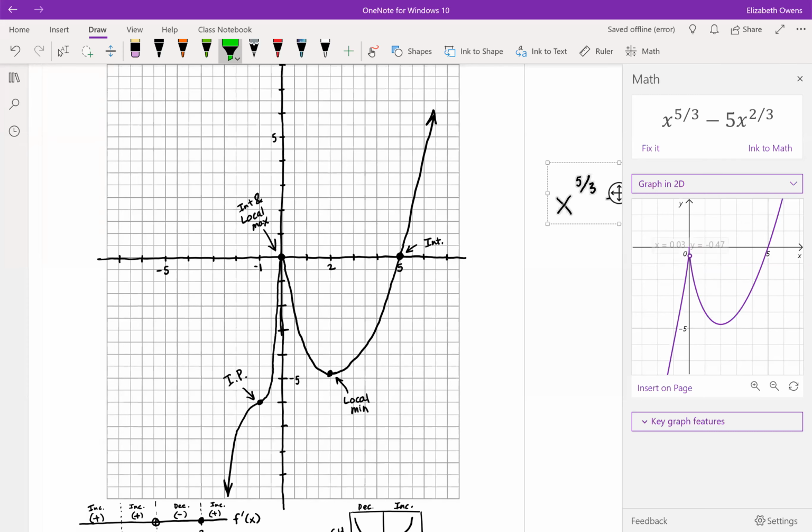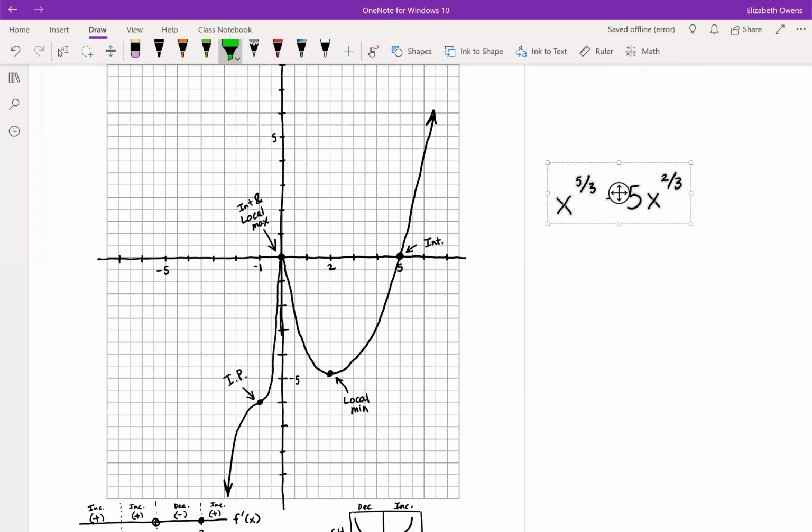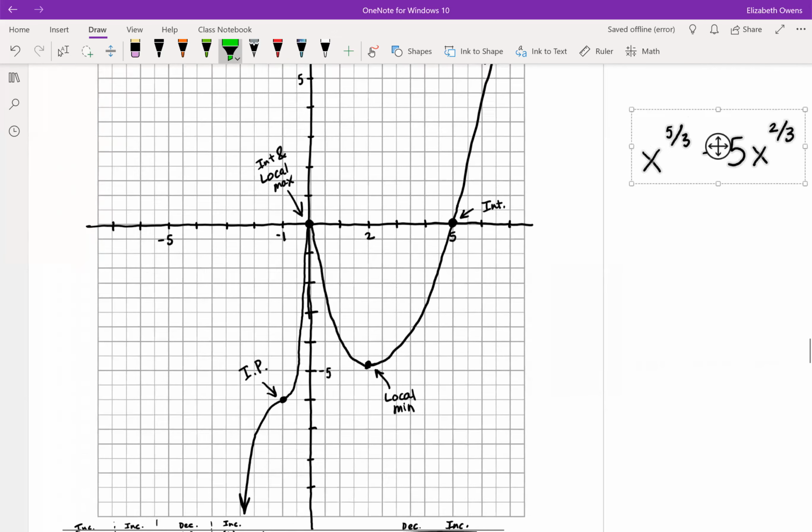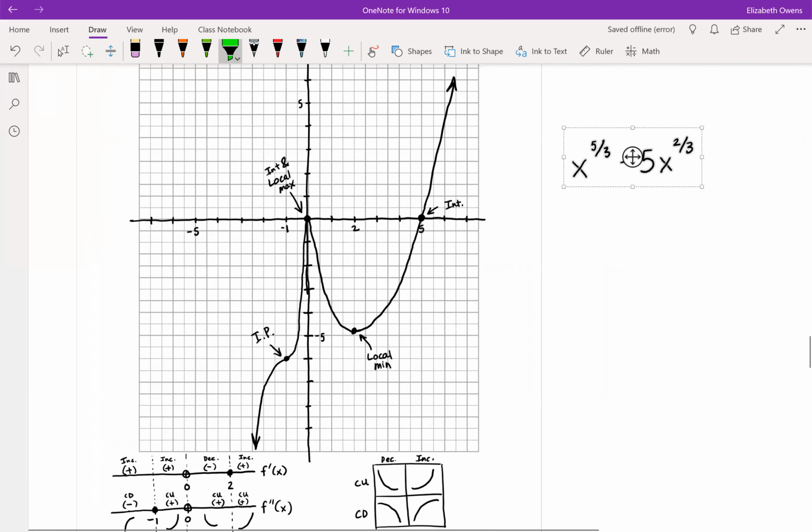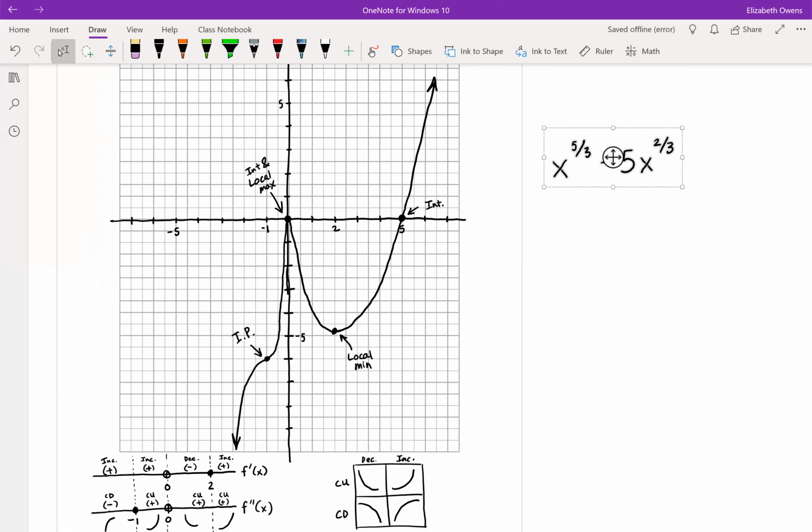Yeah. So pretty cool what you can do with just algebra and then first and second derivative information. We can make a pretty sweet graph. All right, cool. So that's how you do the curve sketching process.